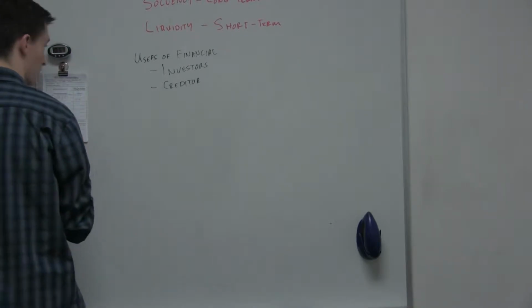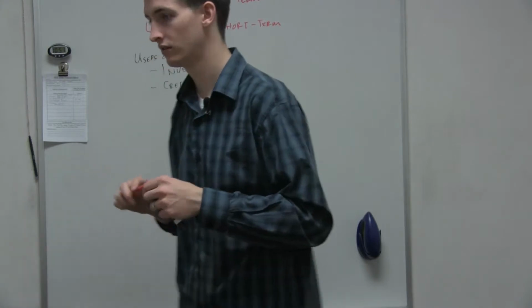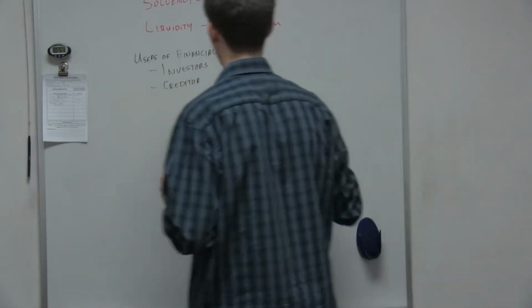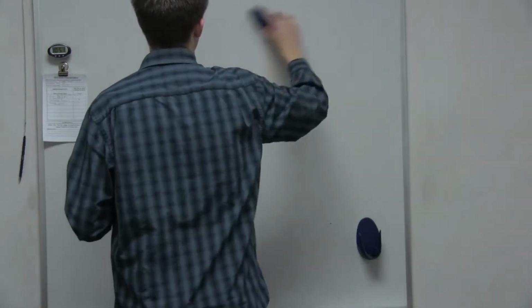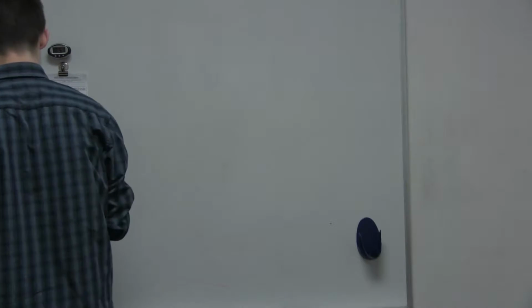Can we go over all the different financial statements and what goes into them real quick? Yeah, just as a refresher. Do you remember the order that we create them in?